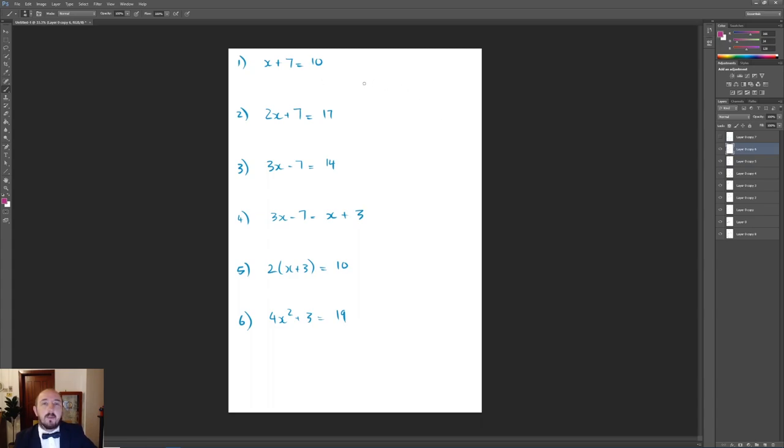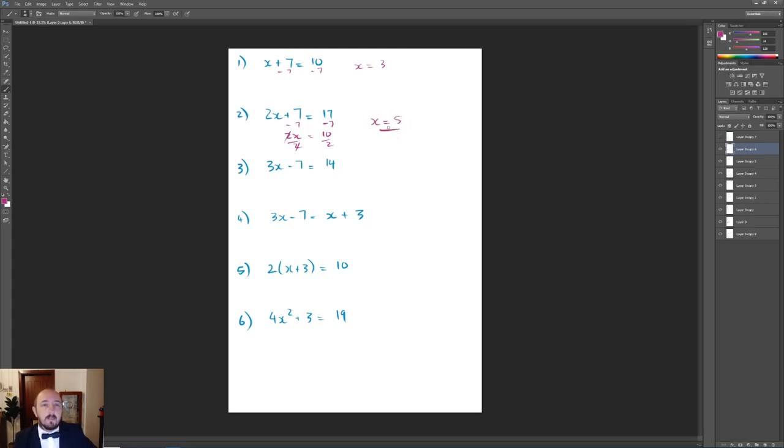For the third page, we're solving equations. We have a plus 7. We're going to take a 7 from both sides to give you x equals 3. Here, we have a times 2 and a plus 7, so we're going to do the minus 7 first. That's going to give us 2x equals 17, take away 7. And then we have the times 2, so we're going to do the opposite of that, which is divide by 2, and that will give us x equals 10 over 2, which is 5.